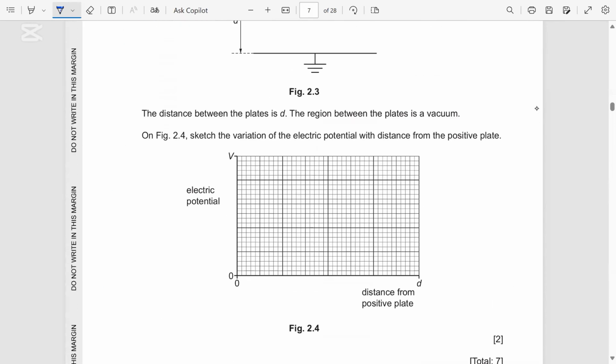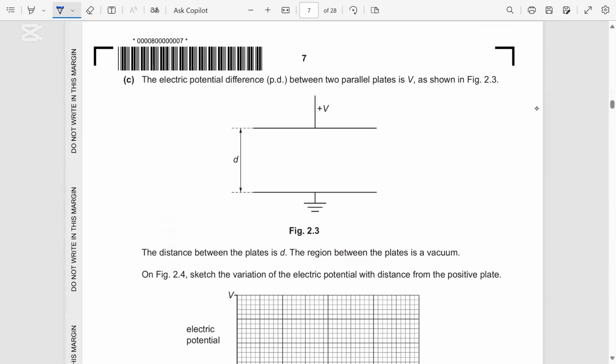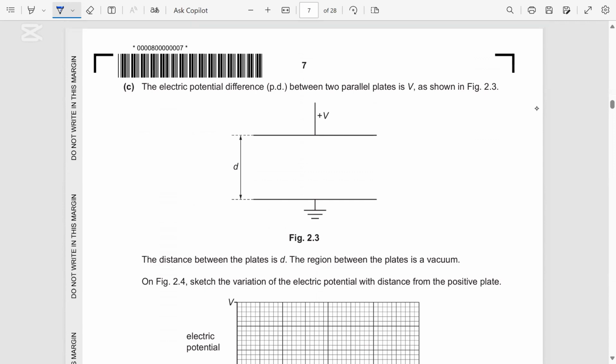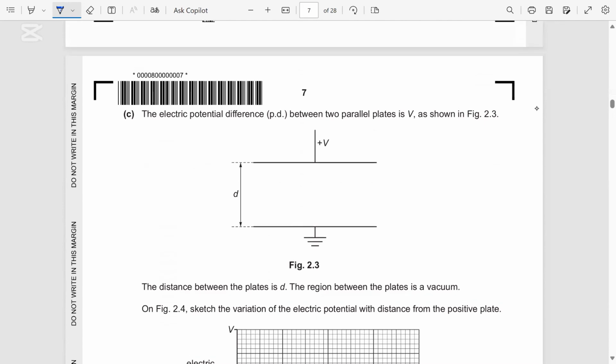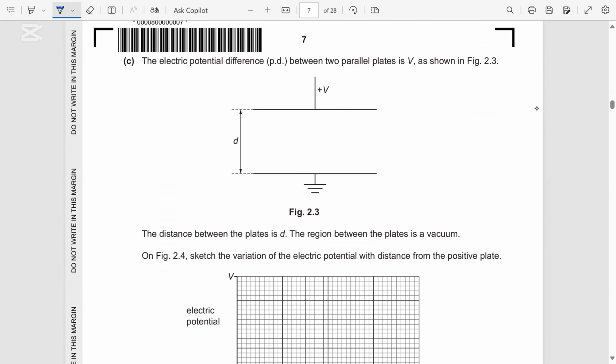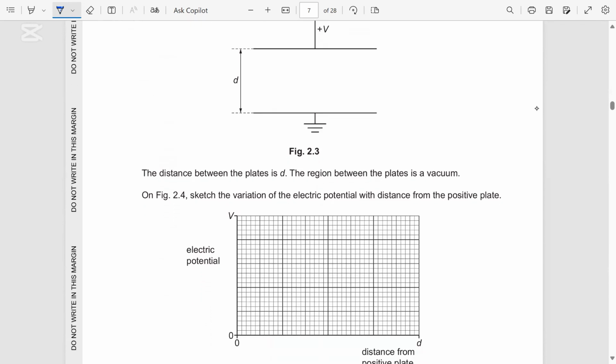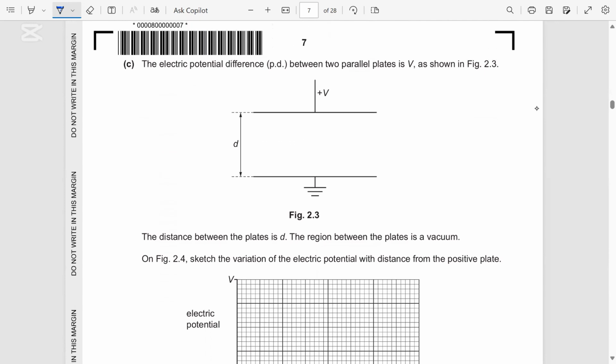The electric potential difference between two parallel plates is V, as shown in figure 2.3. The distance between the plates is d. The region between the plates is a vacuum. On figure 2.4, sketch the variation of the electric potential with distance from the positive plate.